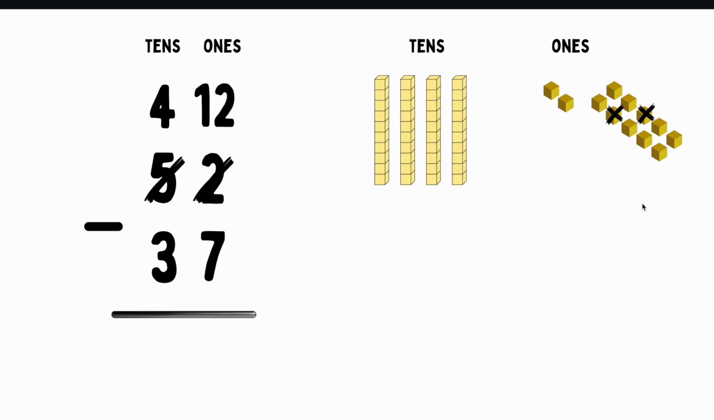1, 2, 3, 4, 5, 6, 7. Let's count how many ones we have left. We have 1, 2, 3, 4, 5. 12 minus 7 is 5. Now we can subtract the tens.